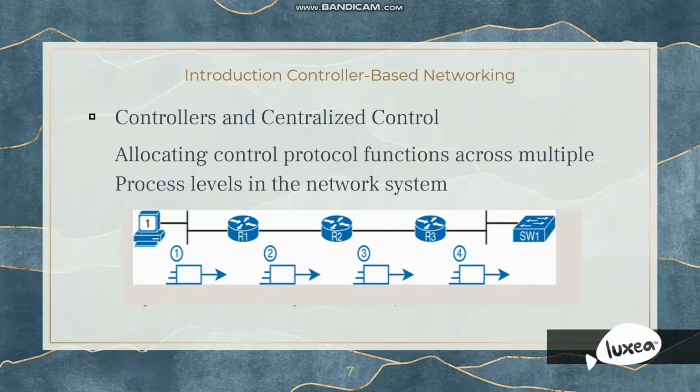Controllers and centralized control. Let's talk about the distributed control plane. It allocates control protocol functions across multiple processor levels in the network system. Each router is using its own OSPF, and to make them work, distributed control plane processes use messages to communicate with each other.